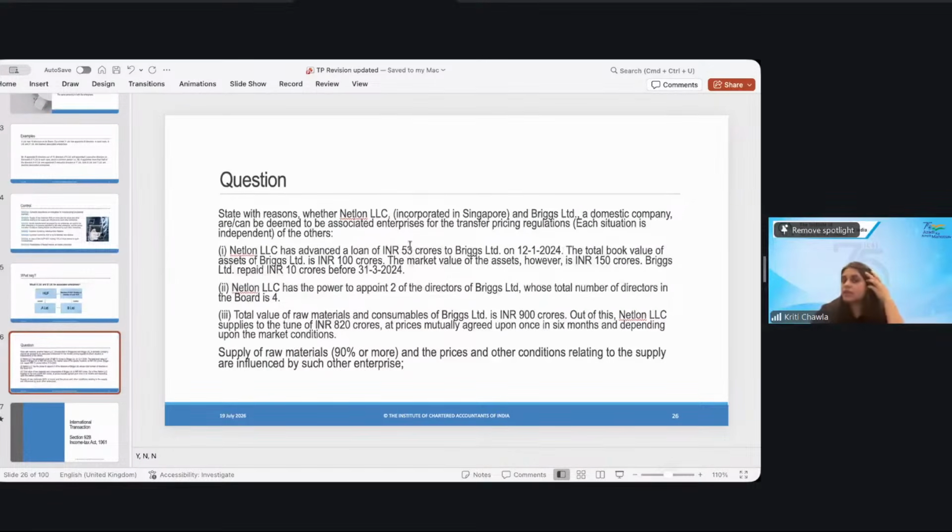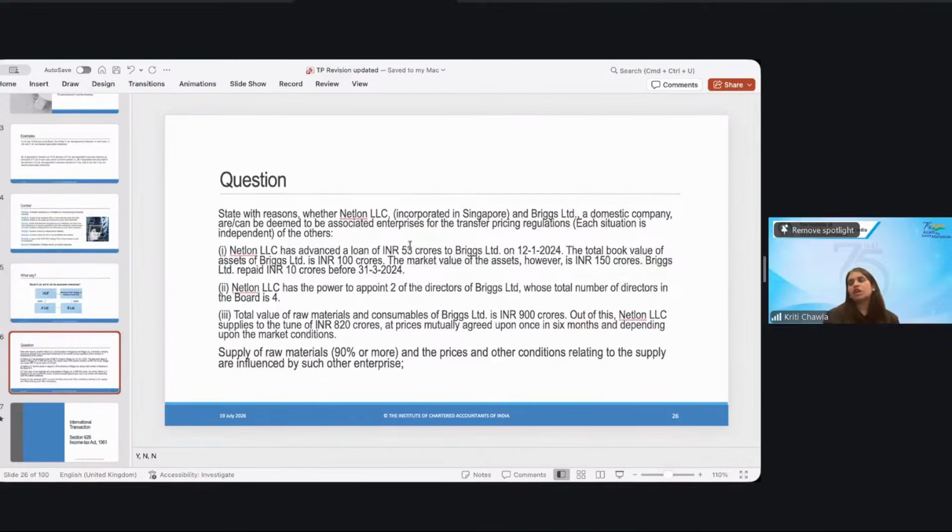B Limited has repaid 10 crores before 31st March 2024. So in this particular situation, yes, they will be associated to each other. Why? Because they have advanced a loan of 53% to the other enterprise, and the law says 51% or more. So it's actually 100 crores. You have to weigh that to 53 crores of loan that is actually provided.